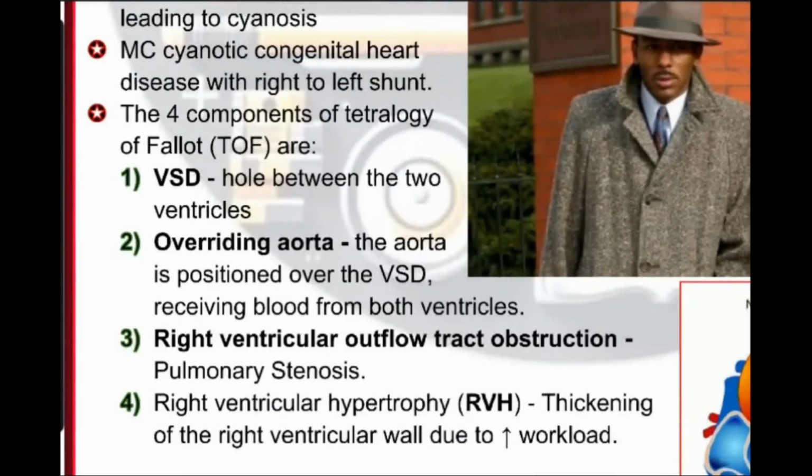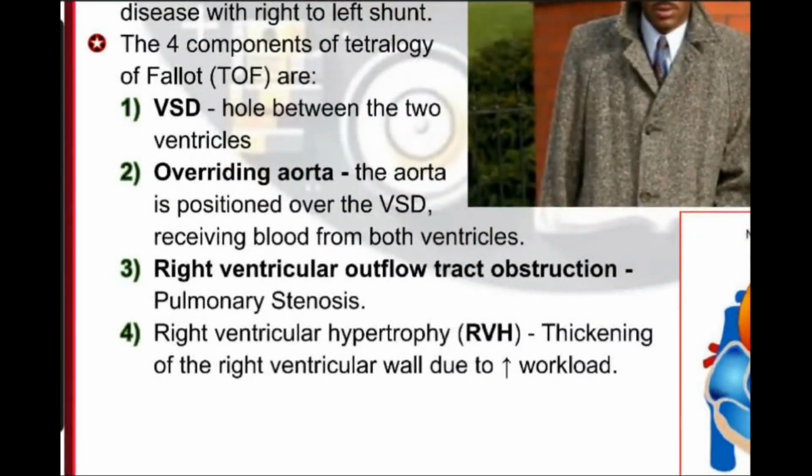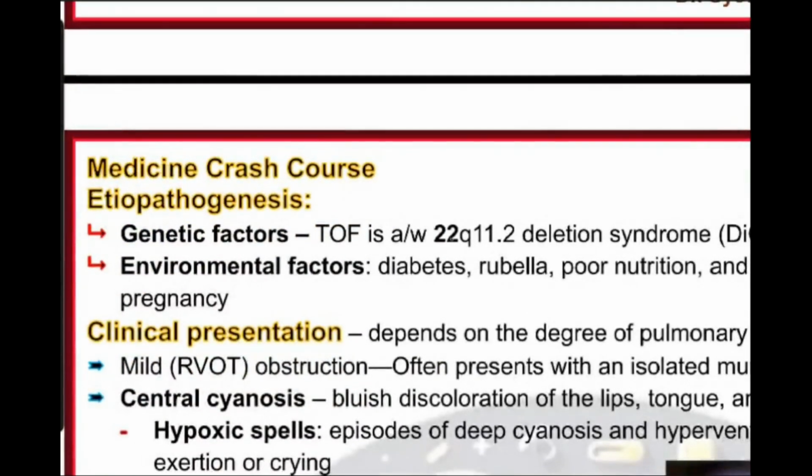Okay. What did we study till now? What is TOF? Everybody followed, no? What is TOF? Now, what does TOF include? These are the things that TOF includes. Okay. Why does TOF occur? Why does tetralogy of Fallot occur? Yes, etiopathogenesis is what I'm interested in.